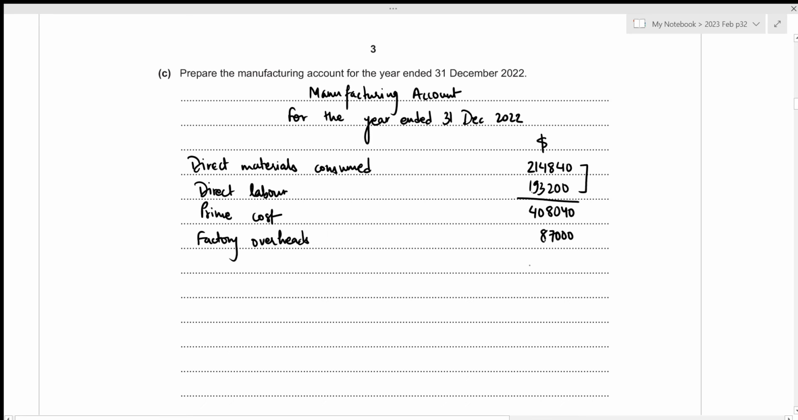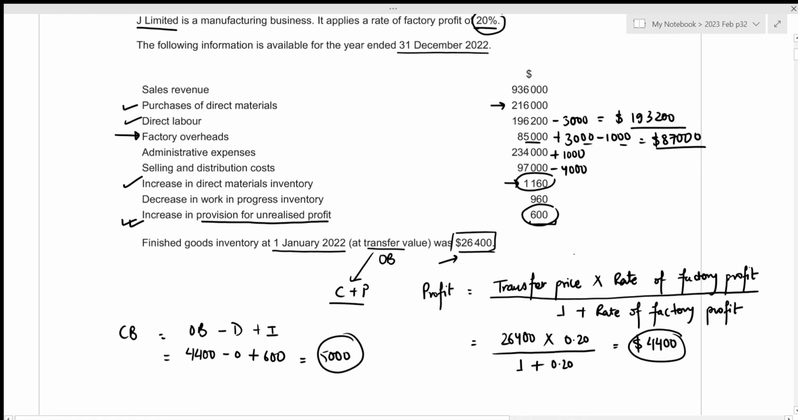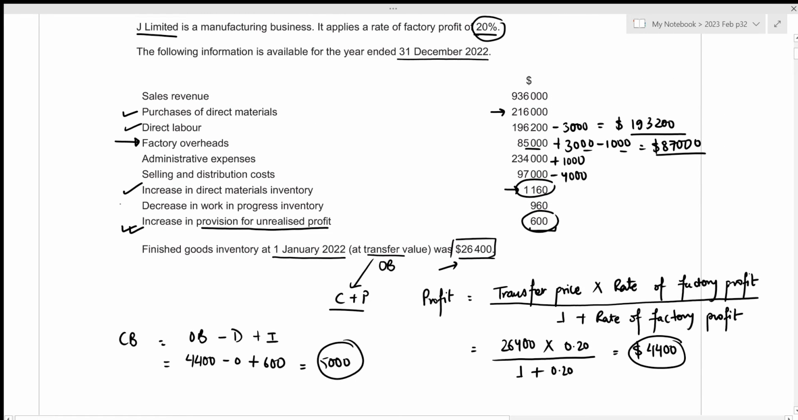Okay, now let's figure out the total of our prime cost and factory overheads. That will be 408,040 plus 87,000, which results in 495,040. Now the next step would be to adjust all of our work in progress inventory. Let's have a look above. So the work in progress is given right here, and in this case we have a decrement.